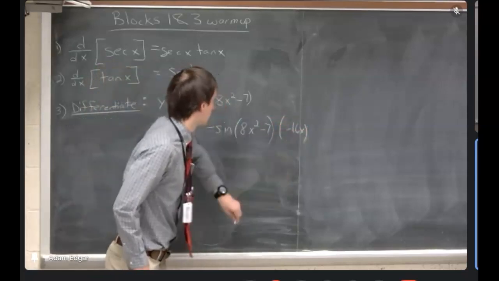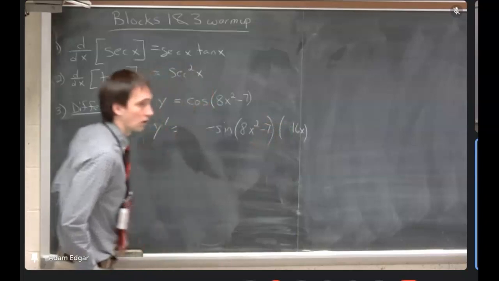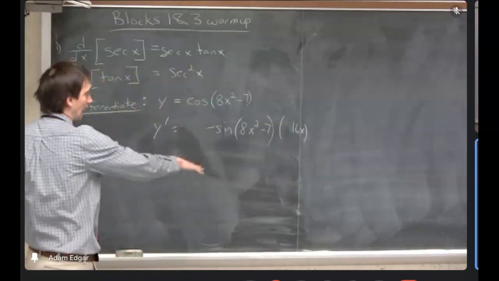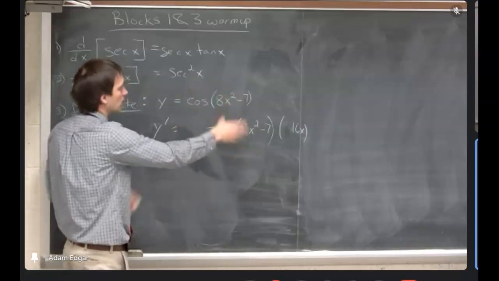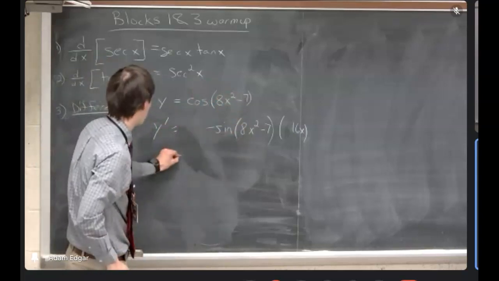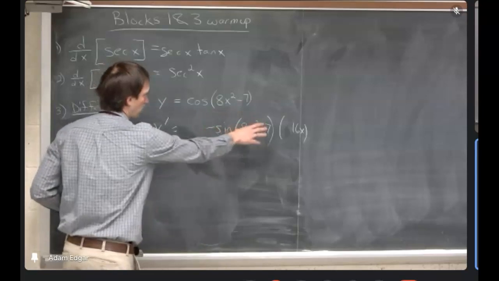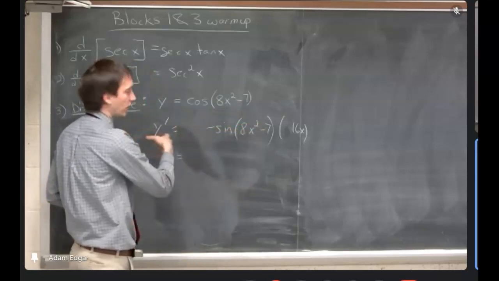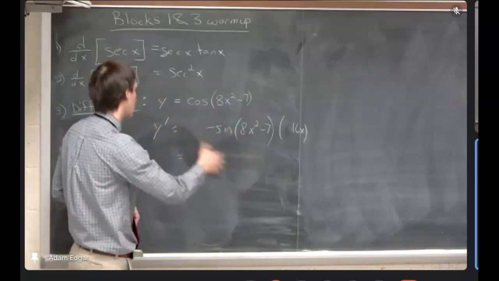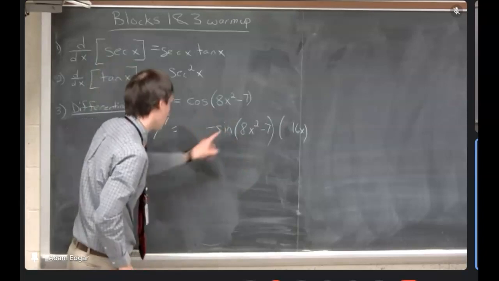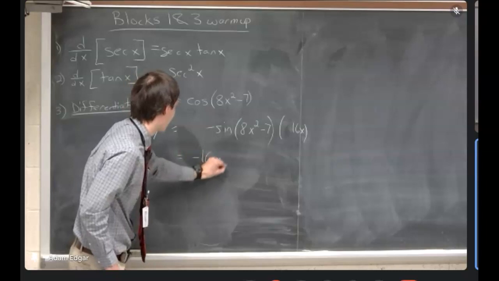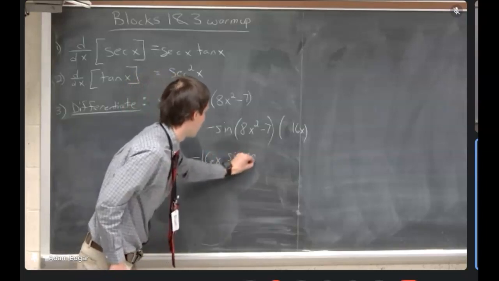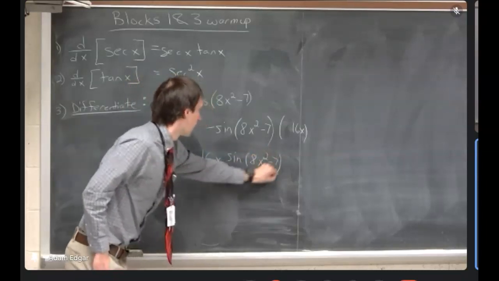So 16x. And if you leave it like that, that's fine. If you don't like having the 16x at the end, you can move it, and I would move it to the front of the sine function. Just don't put it in front of the negative, because then you'll think 16 minus sine x. It's still multiplying the trig function, so you could rewrite it as negative 16x times the sine of 8x squared minus 7. But either of those is totally acceptable.